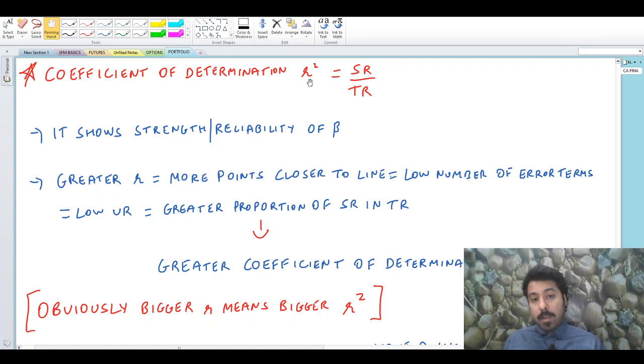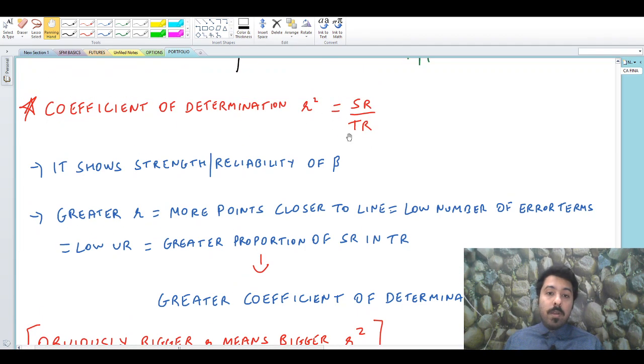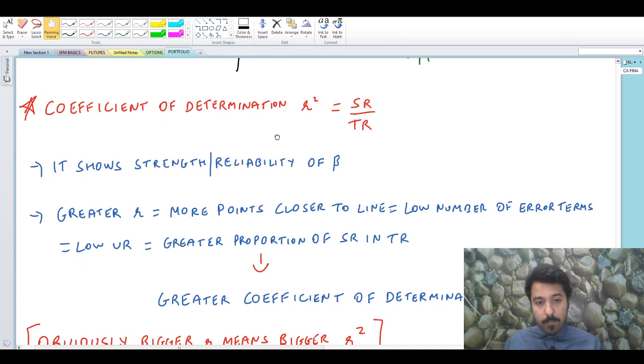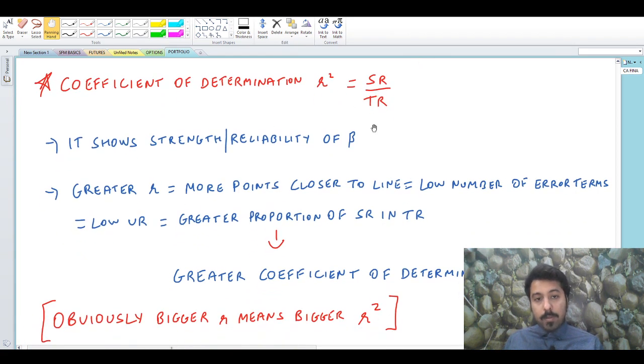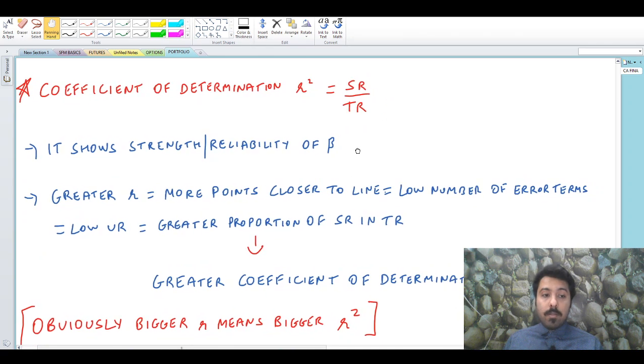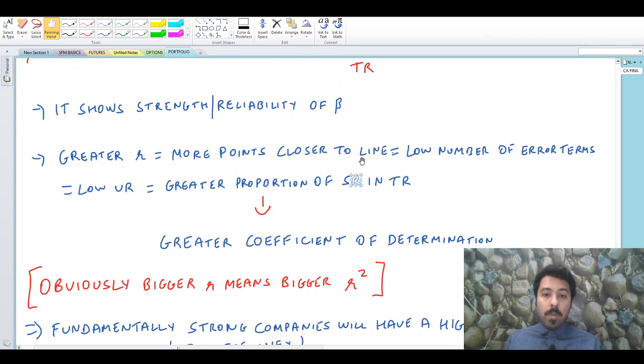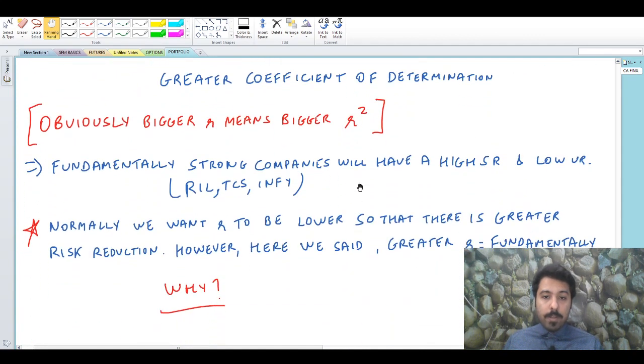So if R increases, SR upon TR increases. So obviously bigger R means bigger R square. So this side will increase if R increases, and this side will also increase if R increases. You're able to understand, right? If R is 2, R square is 4. If R is 3, R square is 9. Obviously R can be less than 1, I know that, but I was just giving an example. So as R increases, R square also increases since the proportion of SR and TR increases. This is the logic behind this formula. This is how we reach here. And this is why this holds good. Coefficient of determination R square equal to SR upon TR.